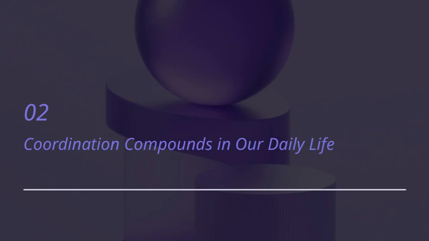Let's take a look at how coordination compounds are actually involved in our daily lives. These compounds are more common than you might think. For example, think about the role of metal complexes in our medicines, like in certain drugs used to treat illnesses. They help improve the effectiveness of treatment by binding selectively to specific parts of the body.